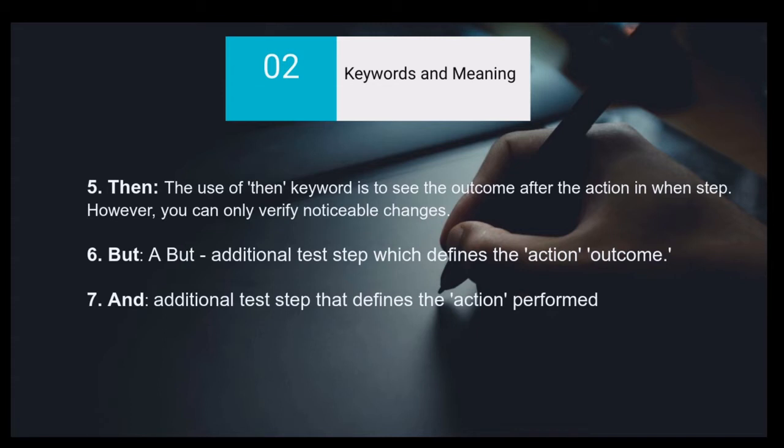The best thing is that we should use fewer ands. One or two ands will be great, not more than that. It's a good thing not to use more ands. We can write multiple test cases for that if we want to verify more and more.